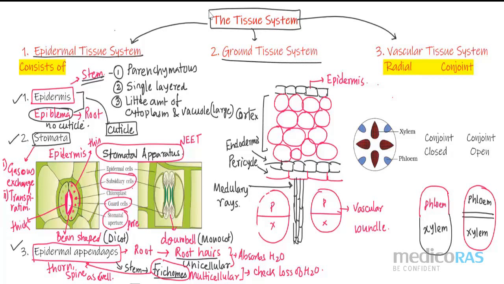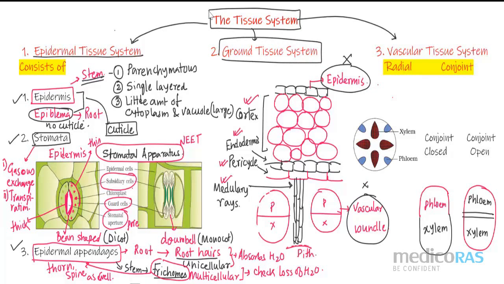Let's come towards the ground tissue system. A very simple concept. Leave the epidermal area and the vascular bundle, and in between these two areas, whatever we have, like cortex, endodermis, pericycle, medullary rays, etc., including pith, all of them are considered as the ground tissue system. It is made up of all types of tissues. That means it is made up of parenchyma, collenchyma and sclerenchyma.